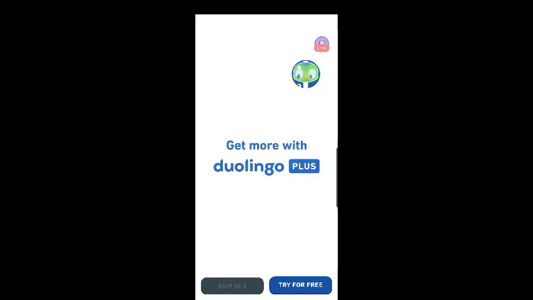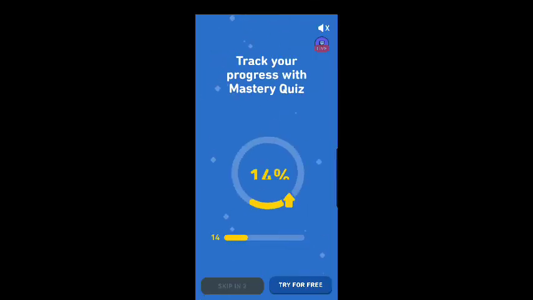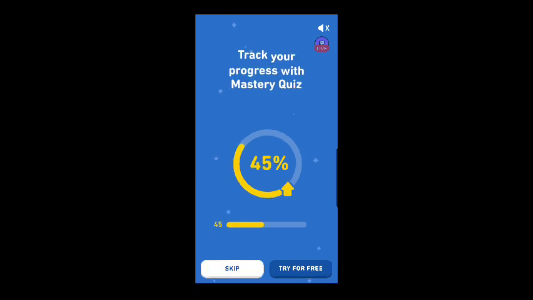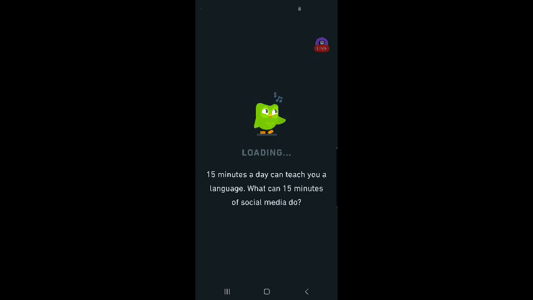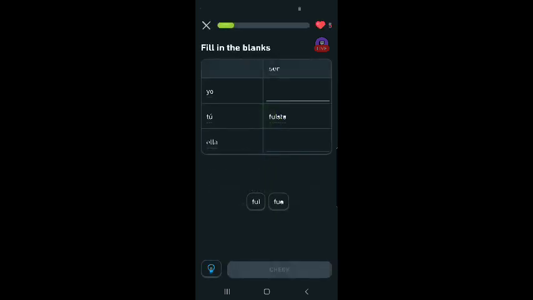Start. 5, 4, 3, 2, 1. Skip. Skip. 15 minutes a day can teach you a language.